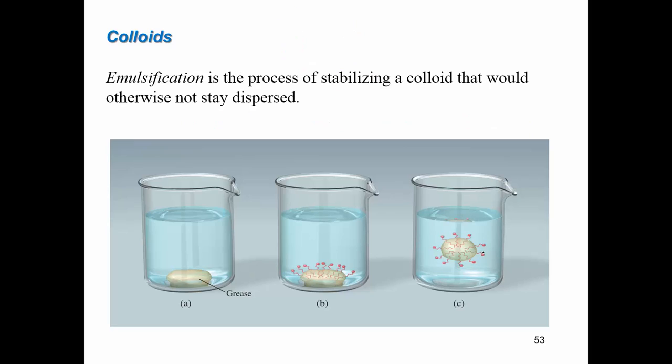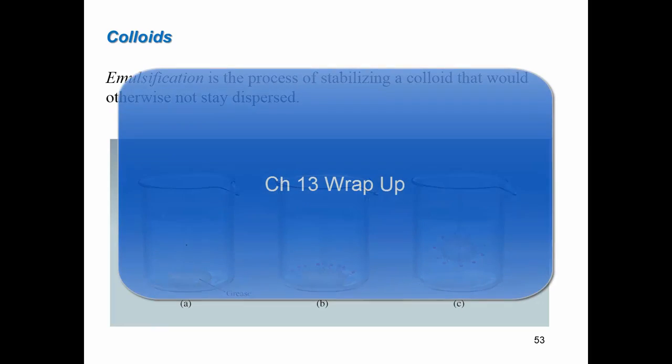Now, emulsification is the process of stabilizing a colloid that wouldn't otherwise stay dispersed. Emulsifiers are used in food a lot, something like soy lecithin. It's abundant in the majority of processed foods. So emulsification stabilizes something that otherwise would not stay dispersed. So oil in water, for example, can be emulsified. Mayonnaise is an emulsification. The oil in egg ends up being stabilized together so that it doesn't fall apart.